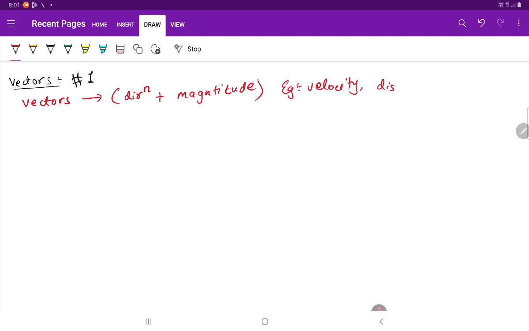displacement. There will be numerous types of examples: displacement, force, then all those stuff. Torque is also a vector. You may not know about it if you are starting 11th. You just keep it limited to force, etc.